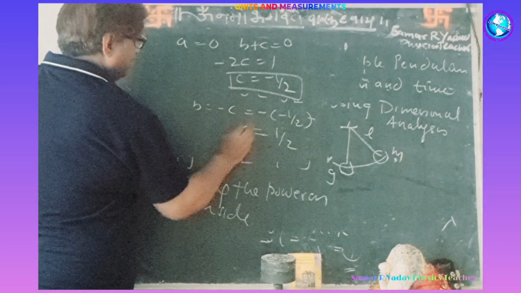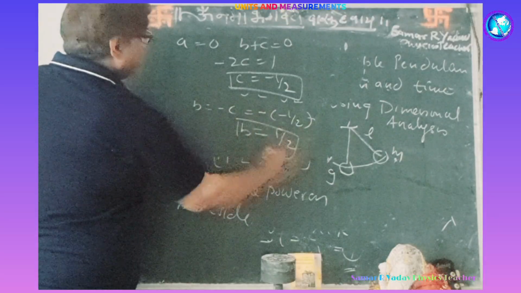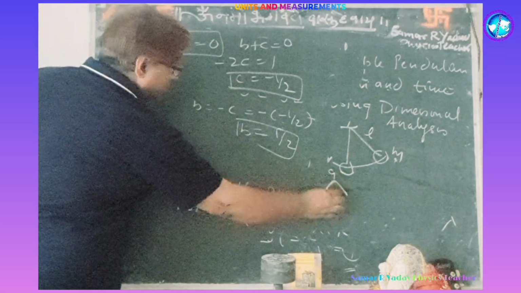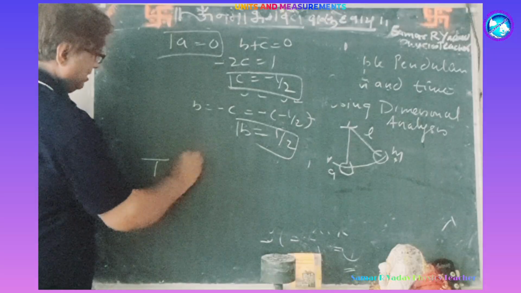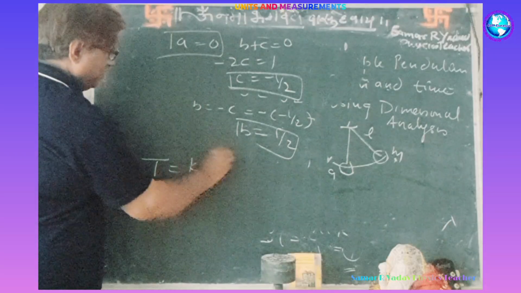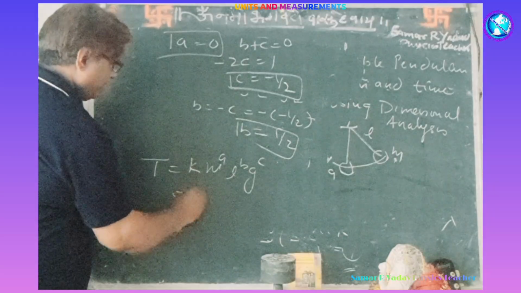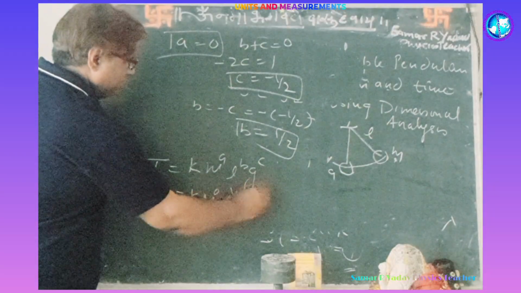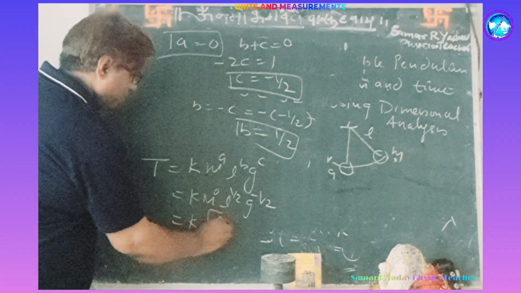Now we can get b is equal to 1 half, a is equal to 0 and c is equal to minus 1 half. Keeping these values in equation number 1, our equation is T is equal to k m^a L^b g^c, which is equal to k m^0 L^(1/2) g^(-1/2), which is equal to k under root L upon g.